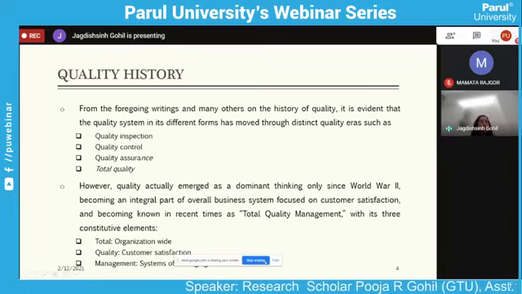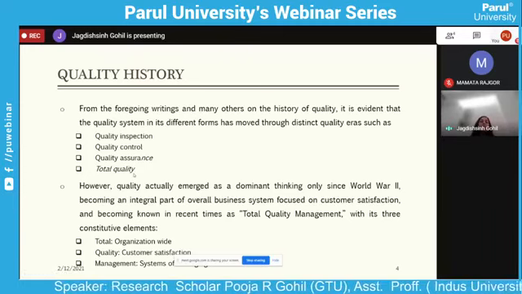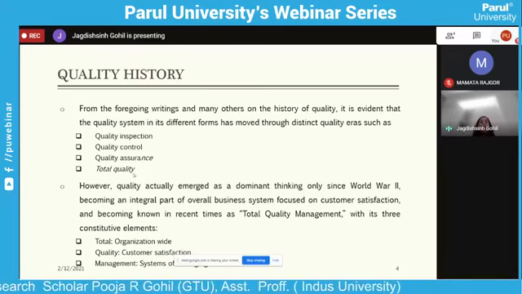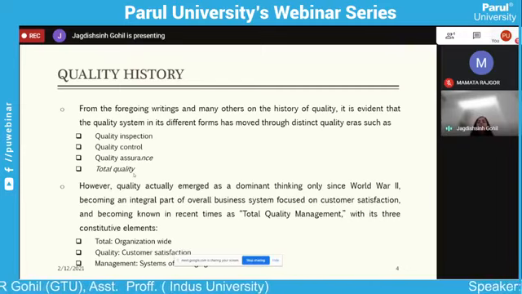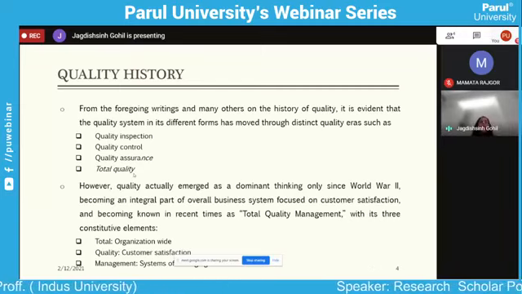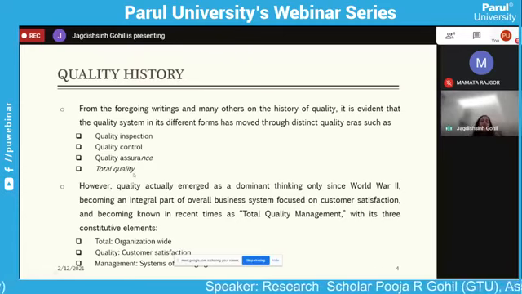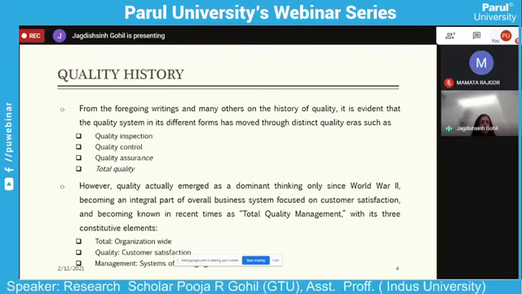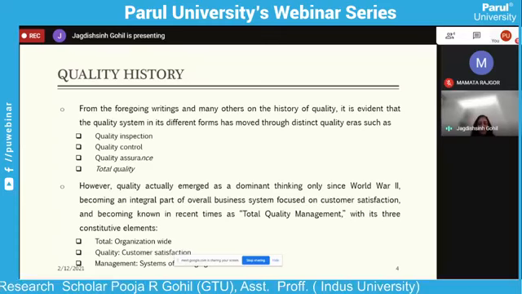That's what TQM means. We can say the concept of quality emerged more during World War II, when it became an integral part of the overall business, and it focused on customer satisfaction. So though quality is 4,000 to 5,000 years old, the actual concept started with World War II, when the actual need for quality came into the picture. From then onwards, it became known as TQM. And as I said, it has three components: organization, customer, and managing all the systems. So this is what TQM means.